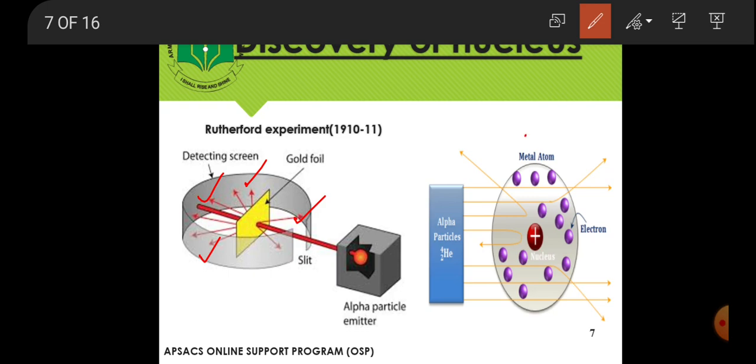So, this is the diagram that explains the deflection of alpha particles. Some alpha particles passed straight through the foil because most of the space occupied by the atom is empty. Some alpha particles were deflected through some angles because these alpha particles were deflected by electrons, and some alpha particles were deflected backward because these alpha particles were deflected by the nucleus of an atom.